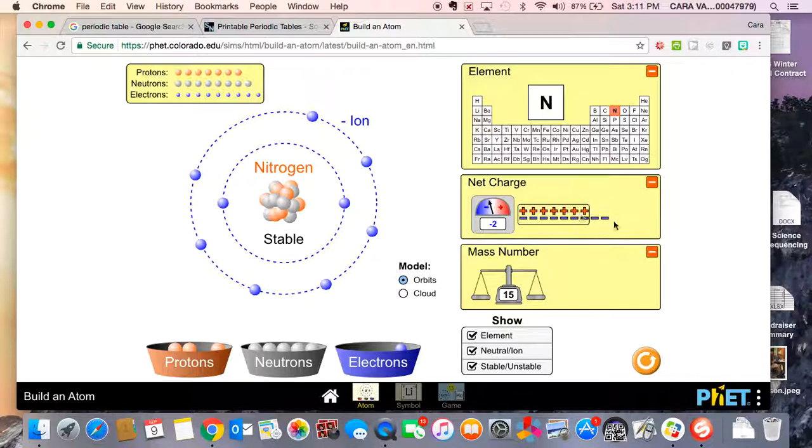Now I have 2 extra electrons giving me an overall charge of -2. Okay, what happens if I take out those electrons? It's neutral again. 7 protons, 7 electrons. What happens if we take away, well, let's add a proton. Now we've added a proton, okay?